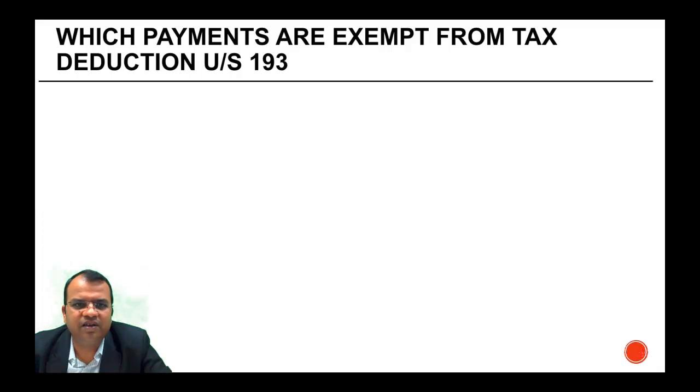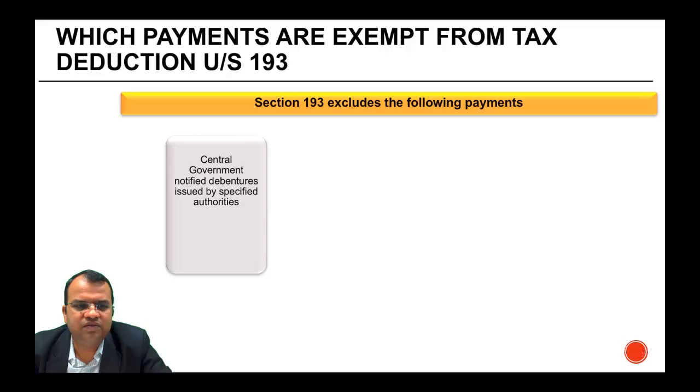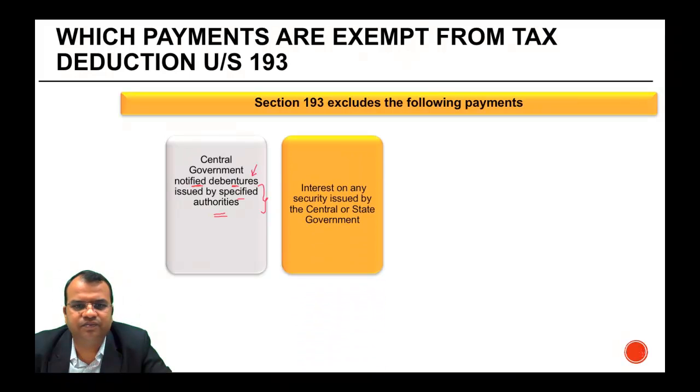So which payments are exempt from deduction under section 193? The first one is central government notified debentures issued by specified authorities. The central government has notified certain authorities, and if they issue some notified debentures, there is no withholding tax requirement on them. Interest on any security issued by the central or state government.